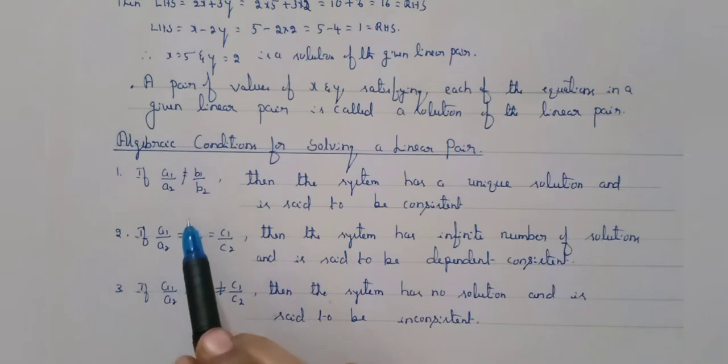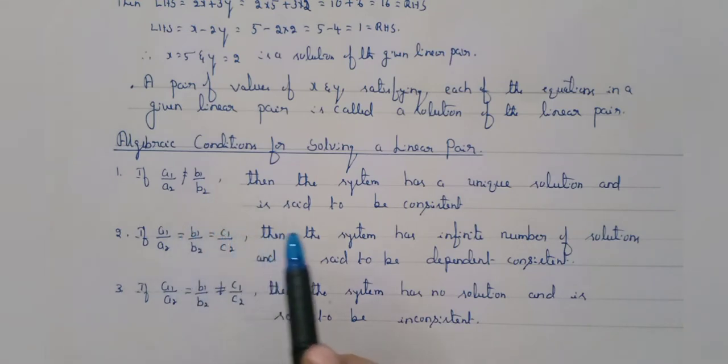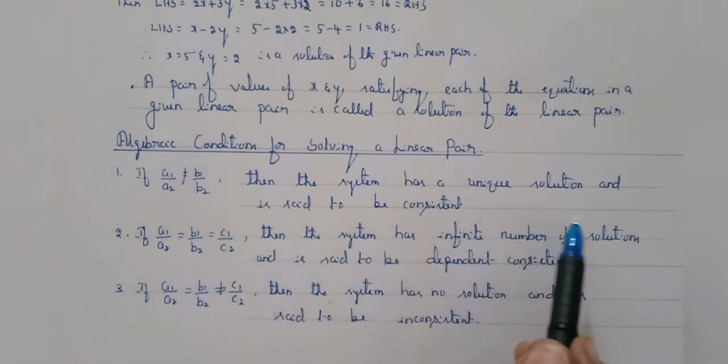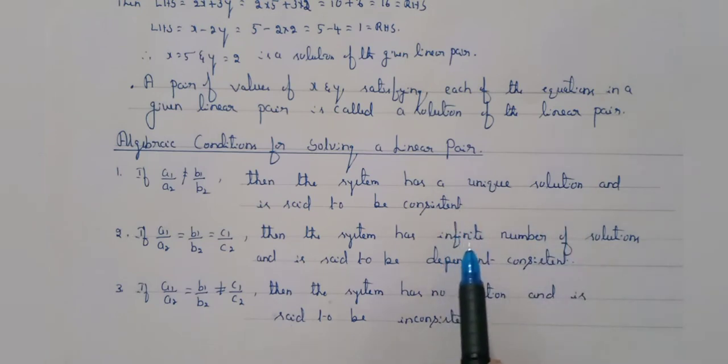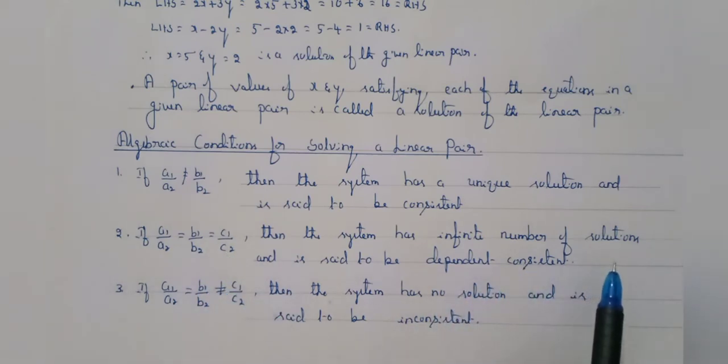If a1 by a2 is not equal to b1 by b2, then the system has a unique solution and is said to be consistent. If a1 by a2 is equal to b1 by b2 is equal to c1 by c2, then the system has infinite number of solutions and is said to be dependent consistent. If a1 by a2 is equal to b1 by b2 and b1 by b2 is not equal to c1 by c2, then the system has no solution and is said to be inconsistent.